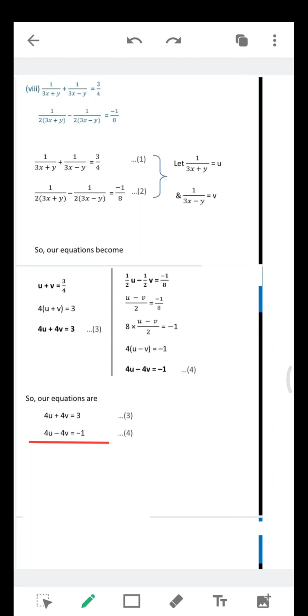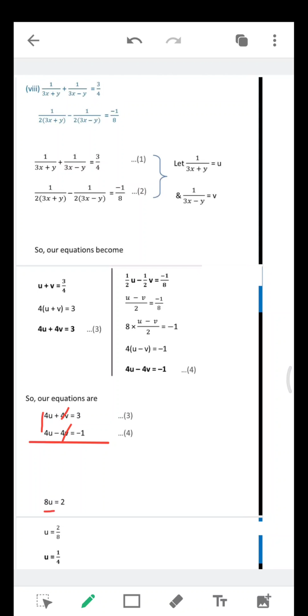So I can cancel this 4v minus 4v, so remains what here, 8u. Okay, if I cancel 4v and 4v, remains 8u, and 3 minus 1 is 2. Okay, so 8u is equals to 2, u is equals to 2 by 8, that is equals to 1 by 4. So this 4v and 4v got cancelled here, and I added this both. I got 8u and 3 minus 1 is 2, so u is equals to 1 by 4.